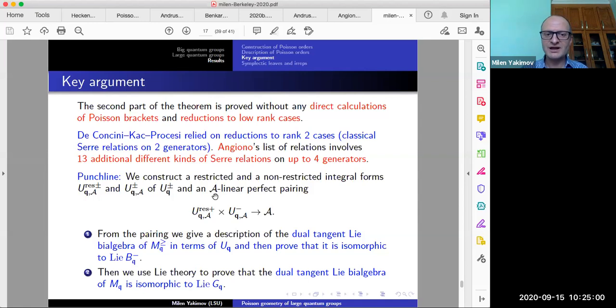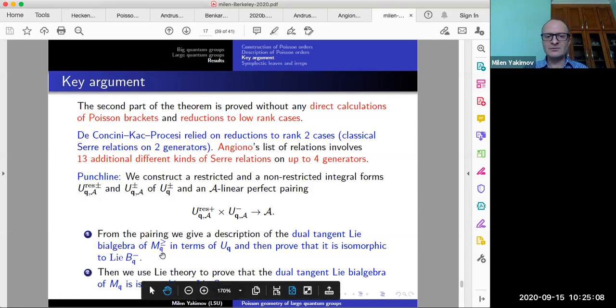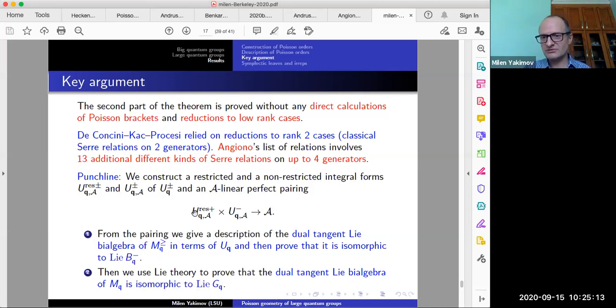So from the pairing, we're able to prove that if you look at the dual tangent Lie bialgebra of MQ greater or equal than 0, we can completely define this intrinsically in terms of these restricted integral forms. So previously, in the work of Concini-Kac-Procesi, you everywhere see the non-restricted form. So the moral here, the beauty of the story, is that actually the restricted form plays a very major role, when you describe the dual tangent Lie bialgebra intrinsically in terms of this restricted integral form.